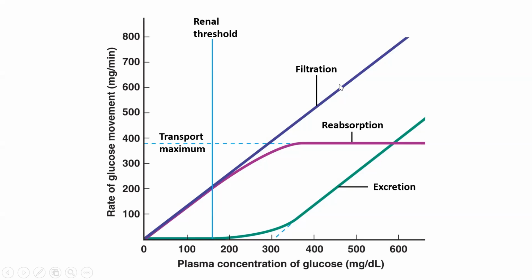And if you look at this graph, we see that the transport maximum here is about 300. This is the rate, 380, I believe. This is the rate at which we see maximization of all those carriers. Whereas in actuality, our renal threshold is about 160 to 180, whereas the theoretical renal threshold is all the way up here at about 300. Okay, so this is what we calculate, and this is what happens in our actual physiology.